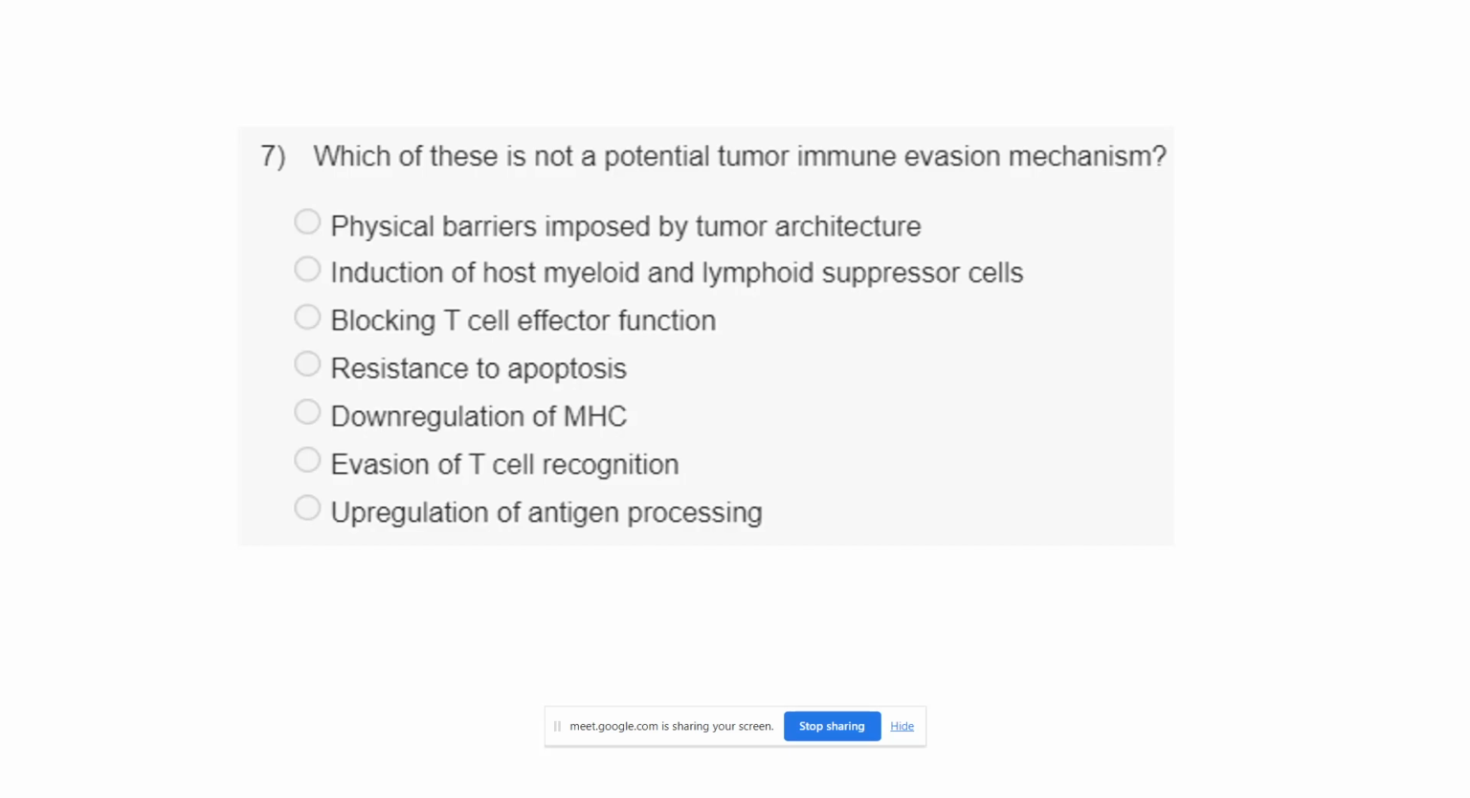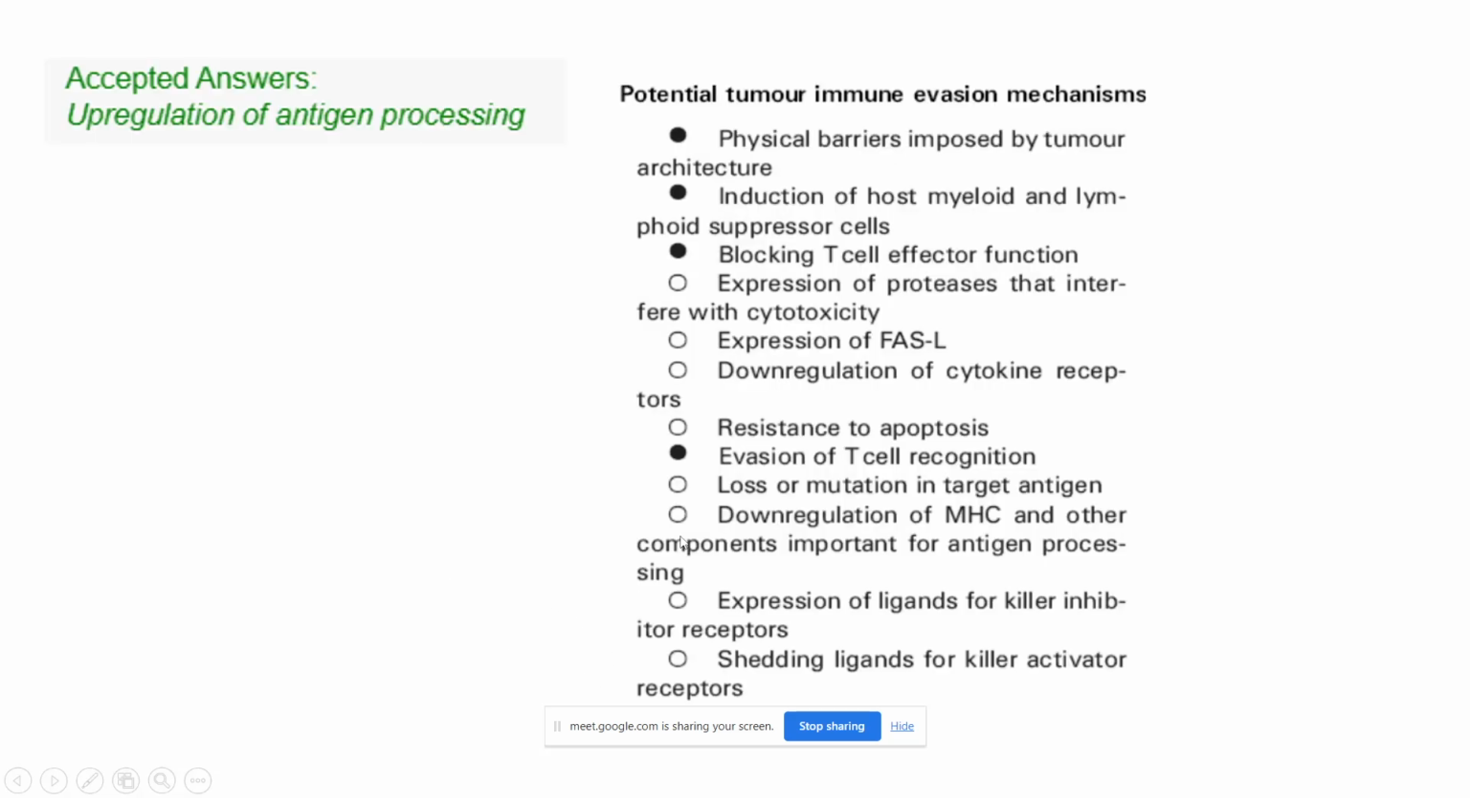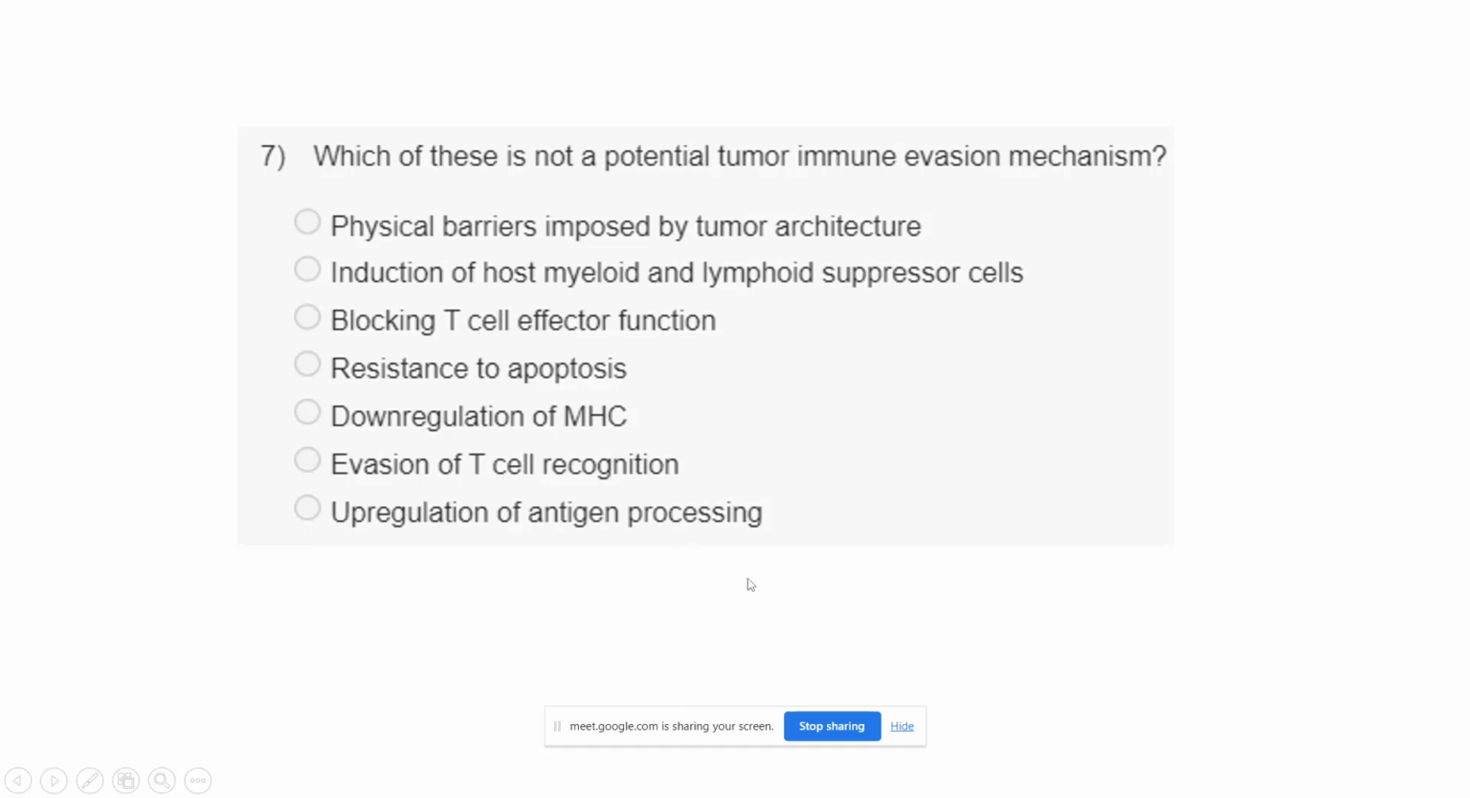Okay. So here the correct option is upregulation of antigen processing. If you see here, it is asking which is not a potential tumor immune evasion mechanism. So we are trying to evade the immune system. So we are trying to suppress the immune system. That is how you will be able to evade it. So here only the option upregulation of antigen processing is actually enhancing the immune system.